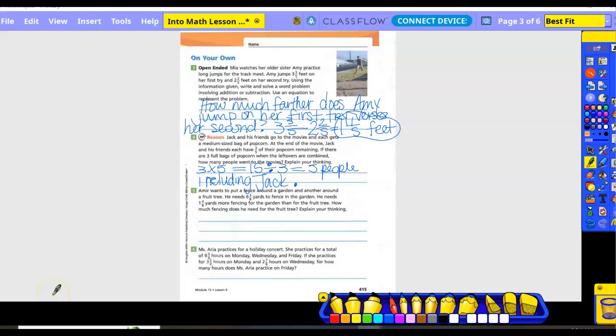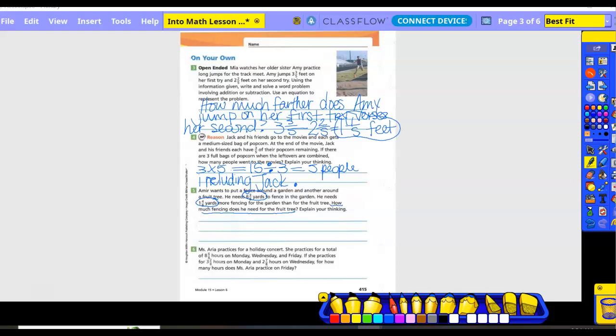Number 5, Amir wants to put a fence around a garden and another around a fruit tree. He needs 6 3/8 yards to fence in the garden. He needs 1 4/8 more fencing for the garden than for the fruit tree. How much fencing does he need for the fruit tree? Okay. So we're in plot information: 6 3/8 yards, 1 4/8 yards, and then how much fencing does he need?